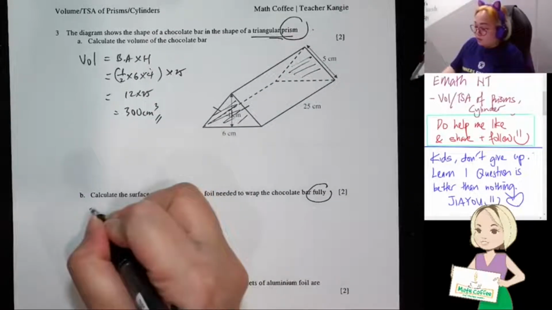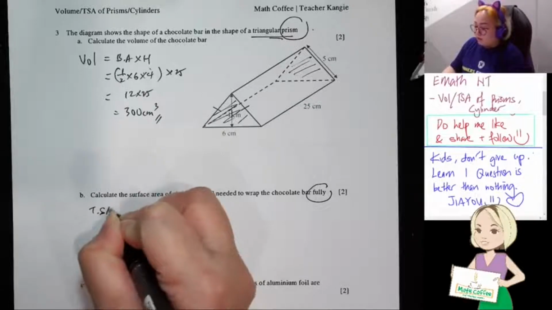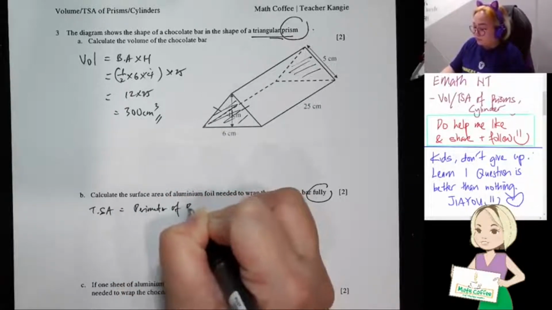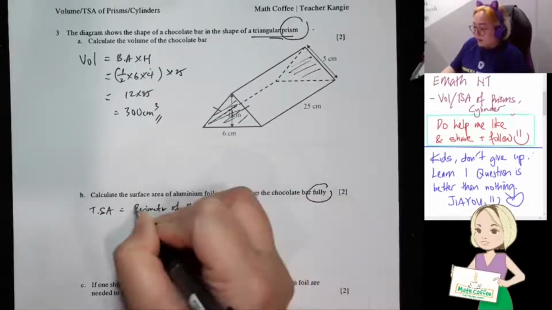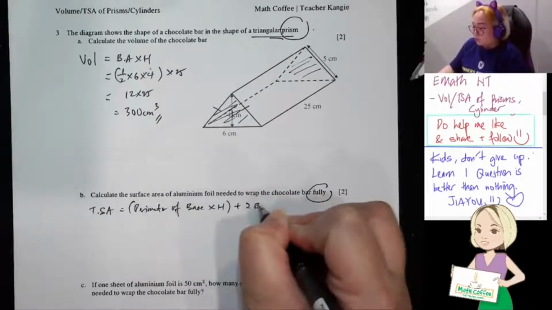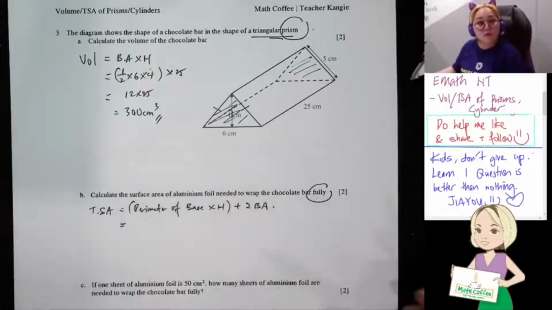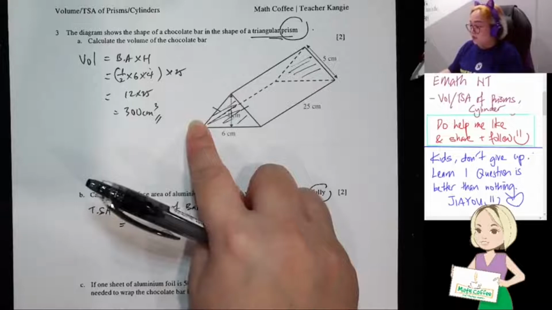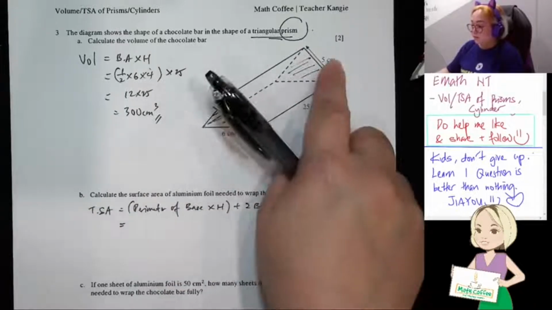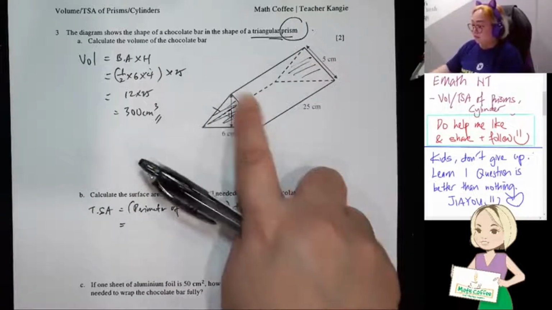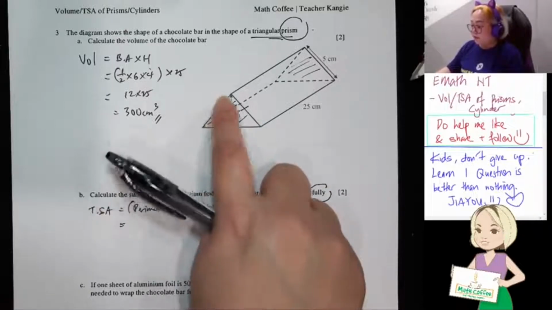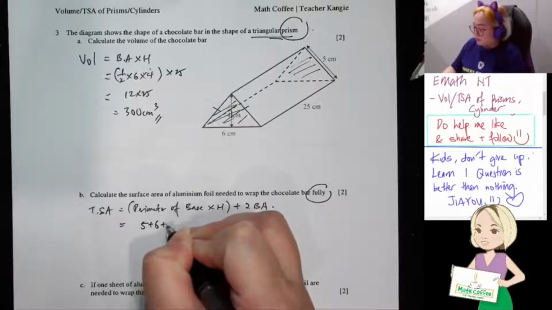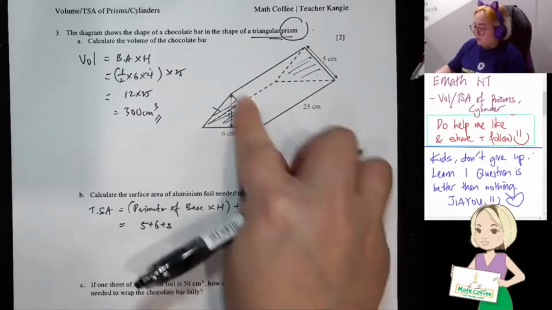So again, total surface area. Write out your formula, which is perimeter of base multiplied by the height, and then plus 2 base areas. So where do I get the perimeter of the base? Actually, we have it here. This 5 is this one. So that means the perimeter is 5 plus 5 plus 6. So it's just 5 plus 6 plus 5.